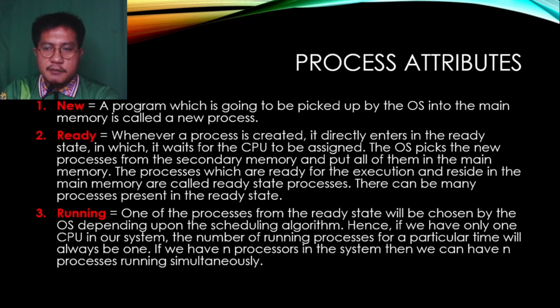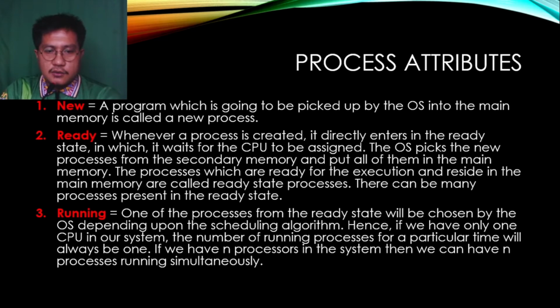The operating system picks the new processes from the secondary memory and puts all of them in the main memory. Then the processes which are ready for execution and reside in the main memory are called ready state processes. There can be many processes present in the ready state, but all these processes could not be executed simultaneously. Some of those maybe, but not all, because there are some that require specific resources which are used by other currently running processes.